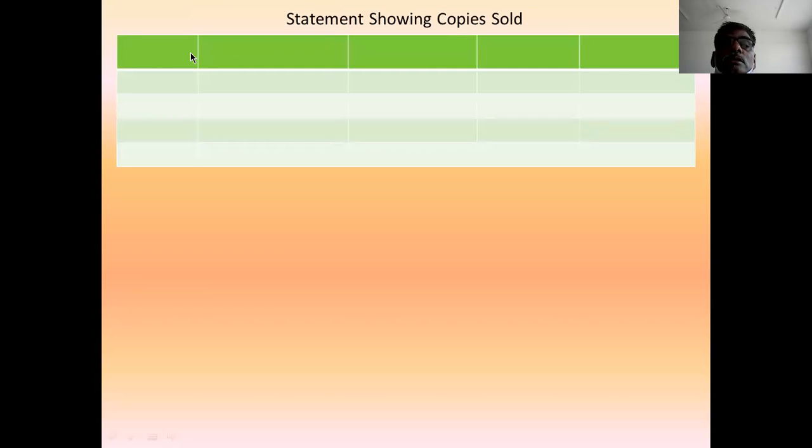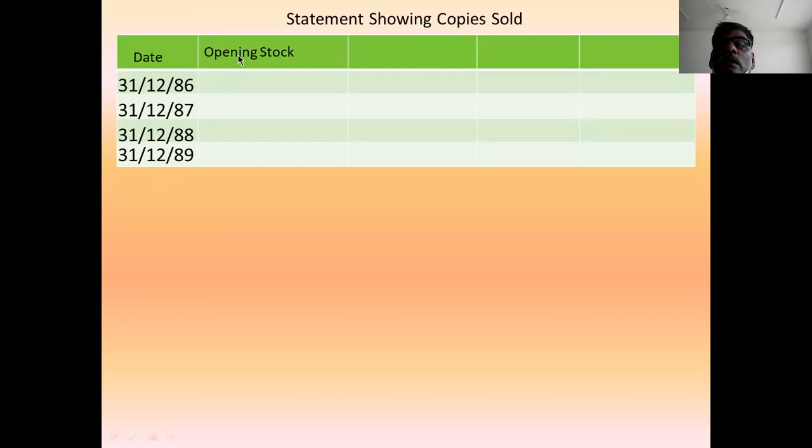Statement showing copies sold. First we calculate the number of copies sold, because the rate of royalty is on sales. Okay, this is the chart. Date, year end, 4 years are there. Year end date is here. Then I will take the opening stock. Opening stock is the first copy.